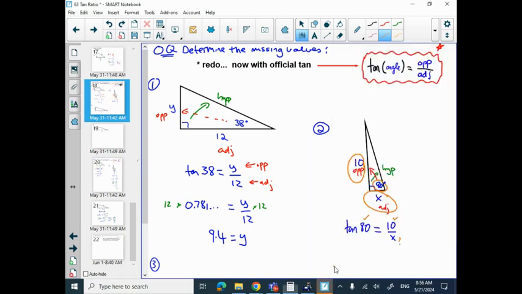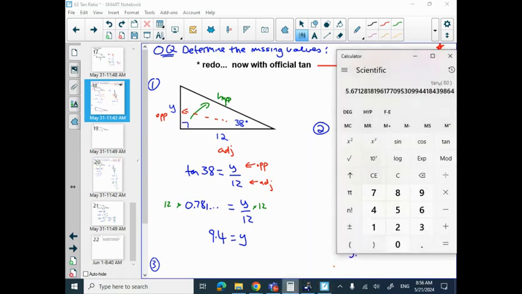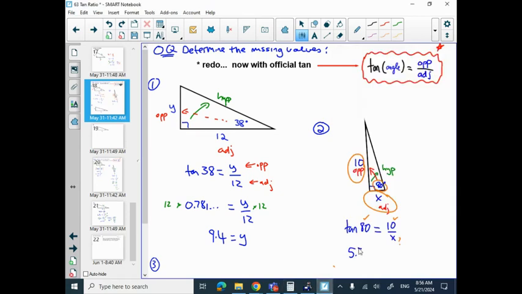5.67. Yep, double check here, 5.67. Now actually I should say 5.67... because it doesn't hurt to keep some extra numbers.